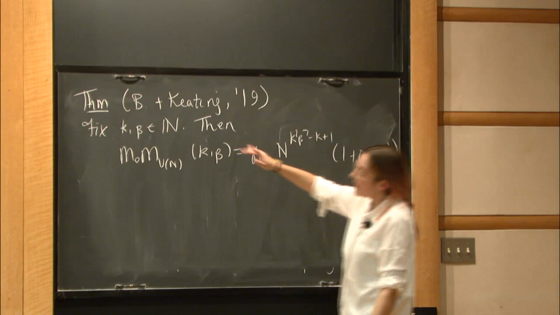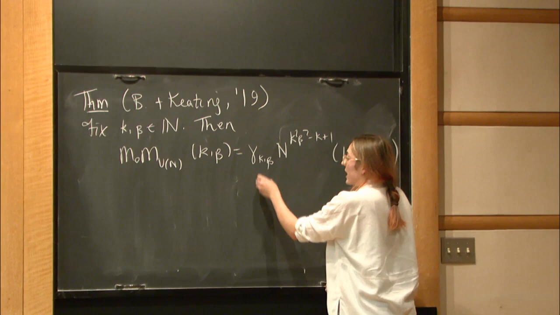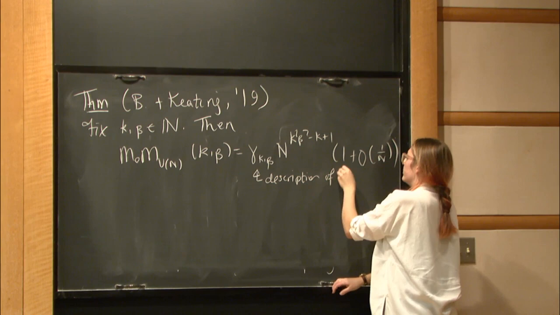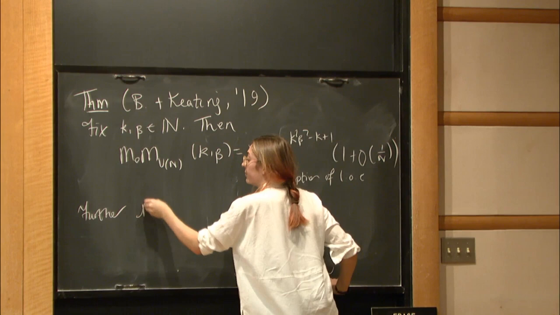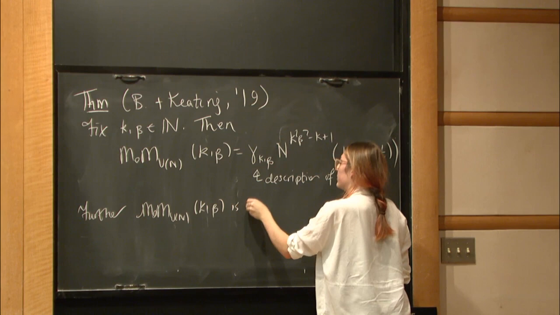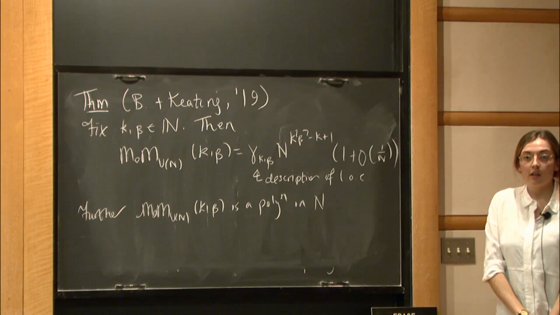Note that if we're integer, we have to land in this second regime, which is, from the perspective of Fisher-Hartwig, more difficult to handle. We also get a description of the leading order coefficient. And we further prove, this touches on your point earlier, that it's actually a polynomial in N. It's got extra structure. So for integer k and beta, it's a polynomial.